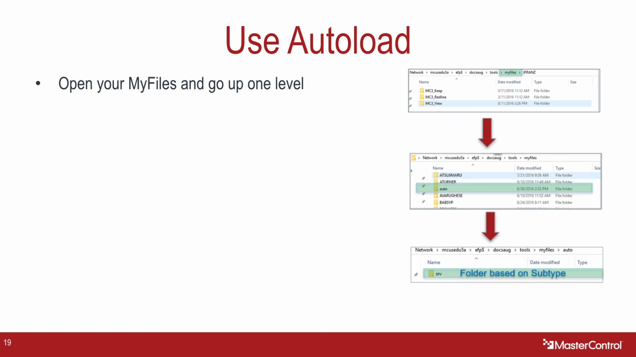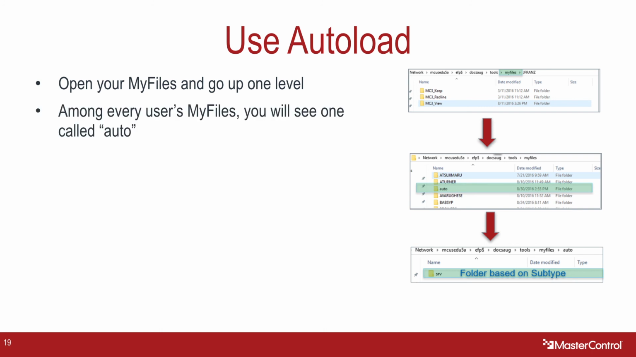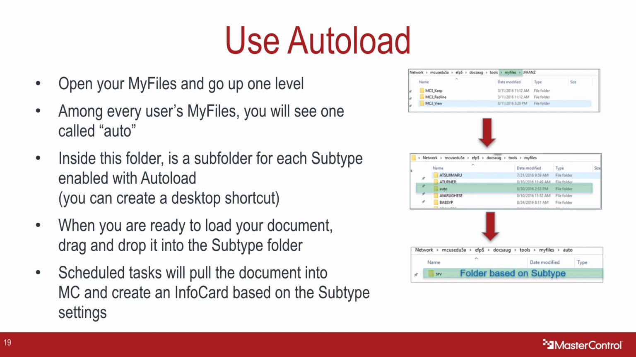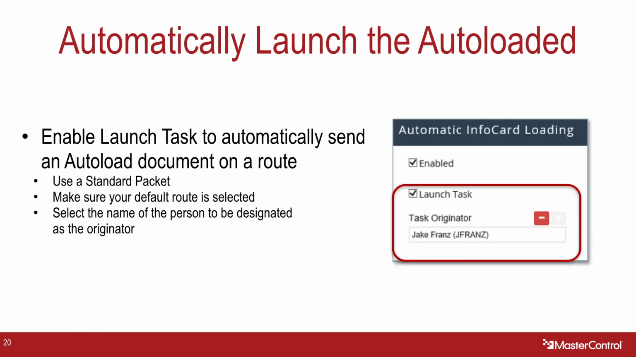And so they just put them in the folder, let the system create it for them, launch it on a task, it's done. Okay, so I kind of explained this already. And like I said, schedule tasks is the trigger that checks that folder to know when to bring it in the system and create an info card for it. And if I have somebody selected as the task originator, I can take my automatically loaded document and launch it onto a task.